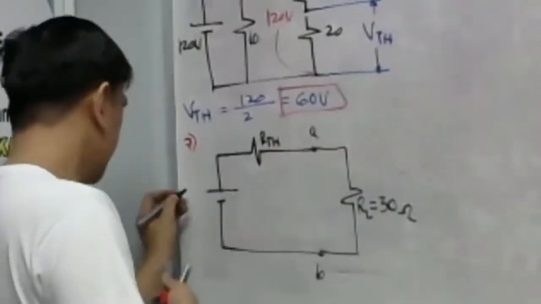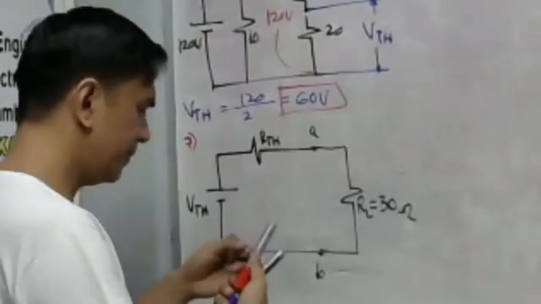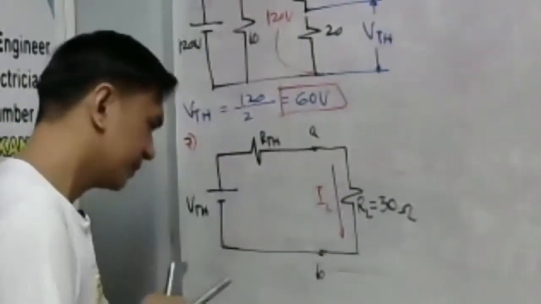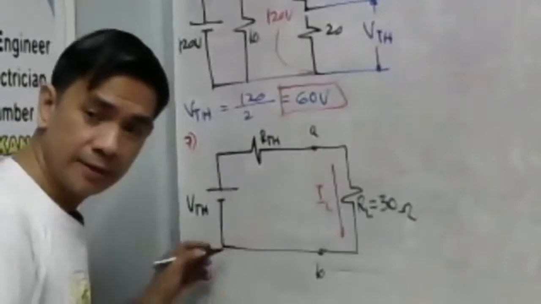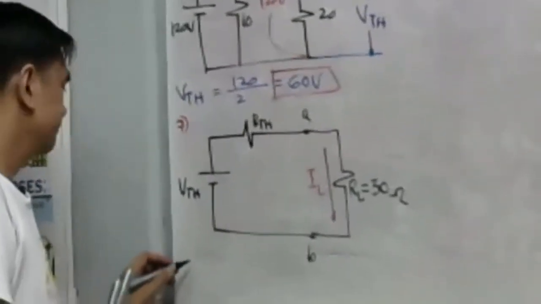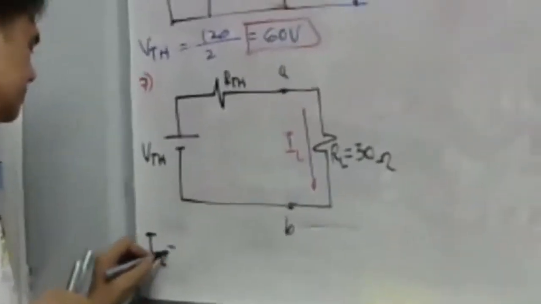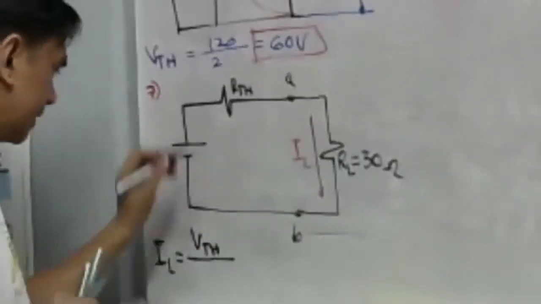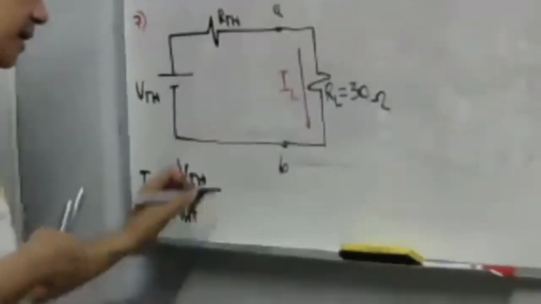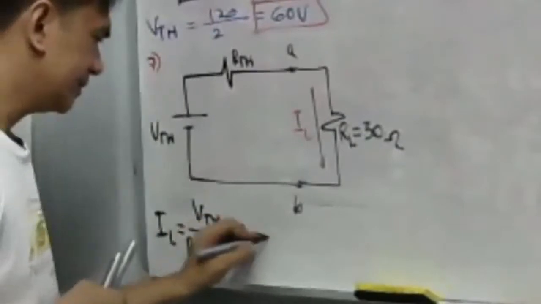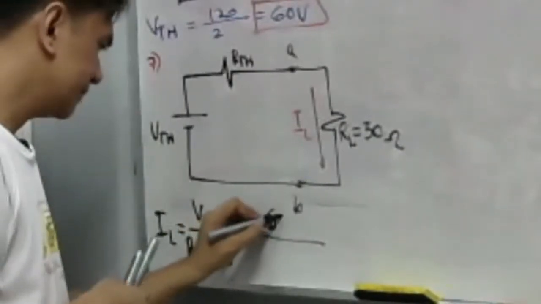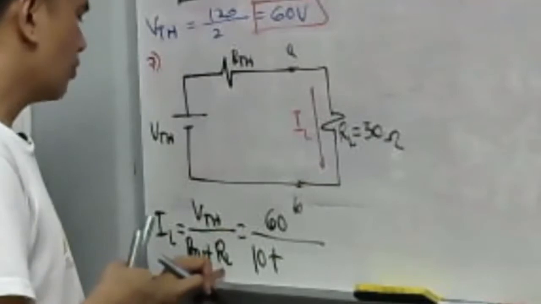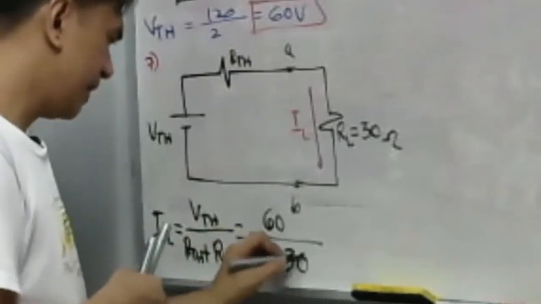Okay? Again, just the same principle. It's like before. So, this is our IL. This is a simple Ohm's law. Take a look here. So this is our IL again. What is the formula? Simple Ohm's law. Total voltage is VTH over total resistance, RTH, plus our RL. So let us just substitute the value. So we have 60 volts for VTH. RTH is 10. Then plus, what about our RL? 30 ohms. So already given.